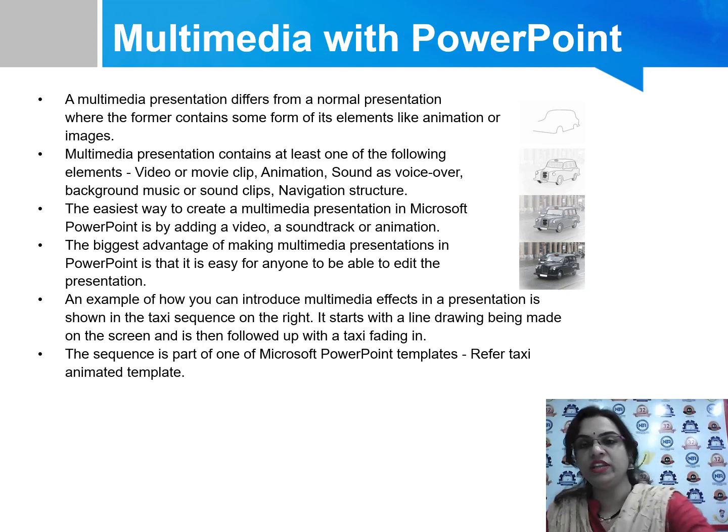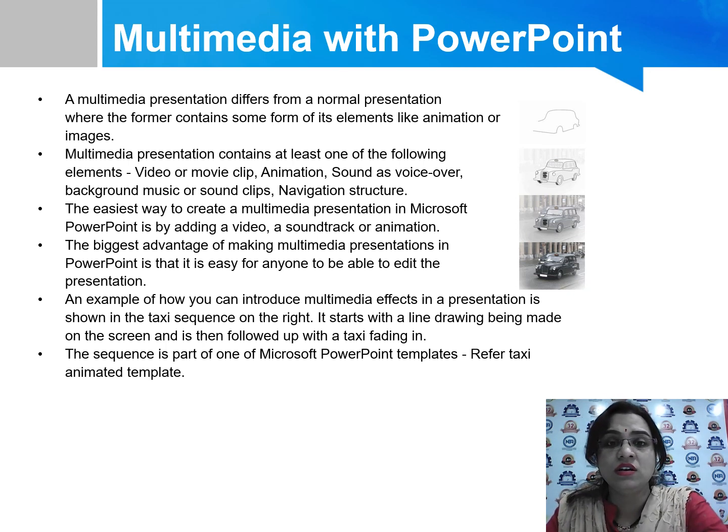Now let us see multimedia with PowerPoint. A multimedia presentation differs from a normal presentation, where the former contains some form of element like animation or images. A multimedia presentation contains at least one of the following elements: video or movie clips, animation, sound as a voice over, background music or sound clip, and navigation structure. The easiest way to create a multimedia presentation in Microsoft PowerPoint is by adding a video, a soundtrack, or animation. The biggest advantage of making a multimedia presentation in PowerPoint is that it is easy for everyone to edit the presentation. Now let us see an example.